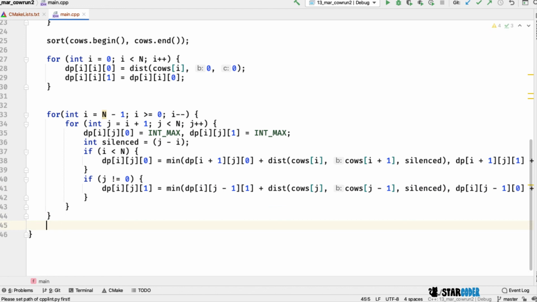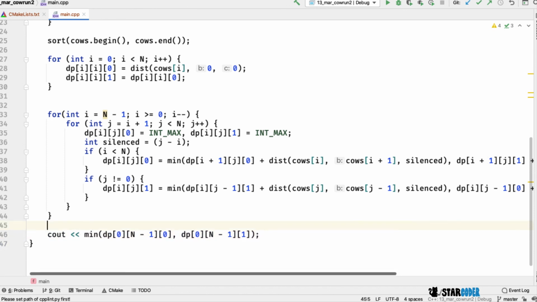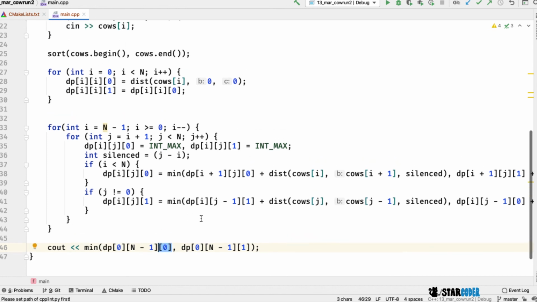The hardest part would be looking at the algorithm and figuring out the state. At the very end, we're just going to output the minimum between the entire range of everything, ending at either the last element or the first element. And that's the end of our program.